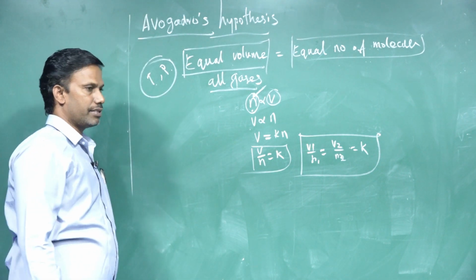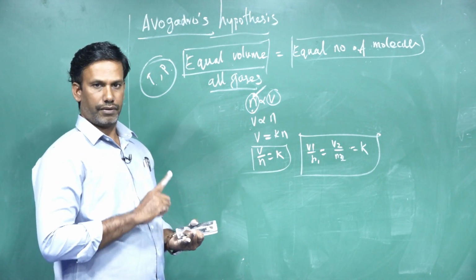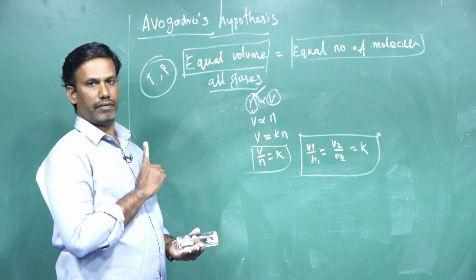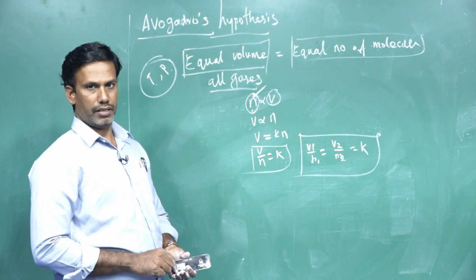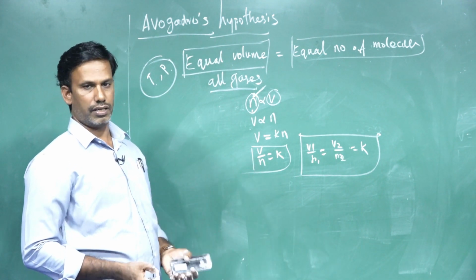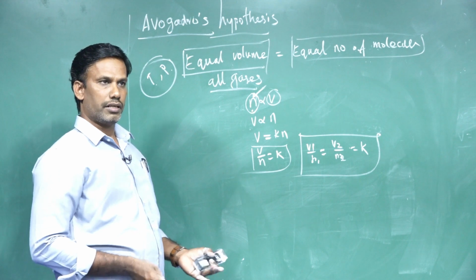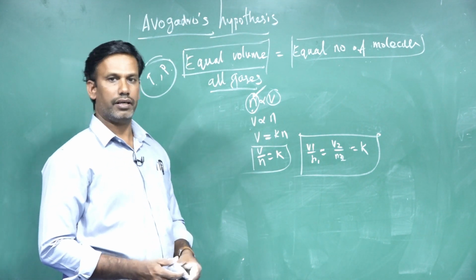Today, so far we have seen Charles law, Gay-Lussac's law and Avogadro hypothesis. That's all about the gas laws. Already yesterday we have seen Boyle's law. Today those three laws, Charles law, Gay-Lussac's law and Avogadro law. Tomorrow we are going to see about the ideal gas equation.